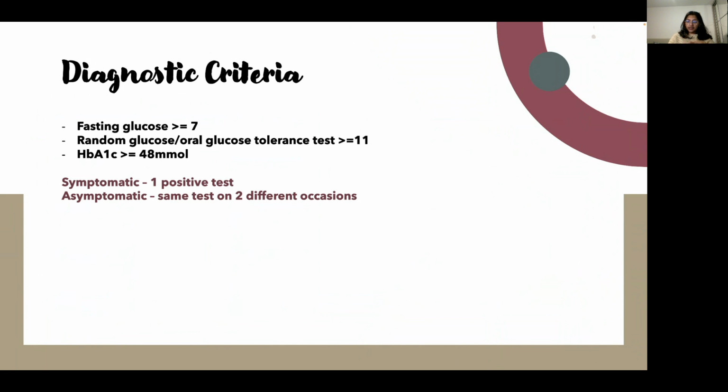If you come in and you're asymptomatic and you're just doing it as part of a random health check, then you need to have the same test done on 2 different occasions. For example, their HbA1c on one occasion is, let's say, 49. It needs to be repeated, not the day after, but in 6 months' time, to make sure you're confirming that it's always quite high.